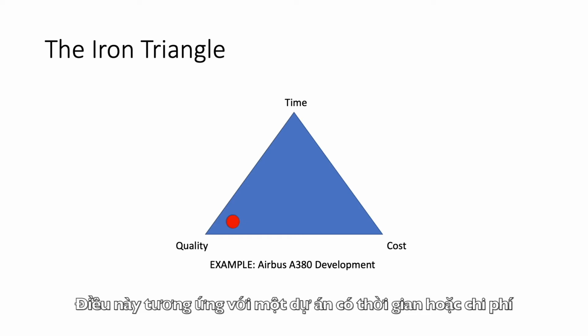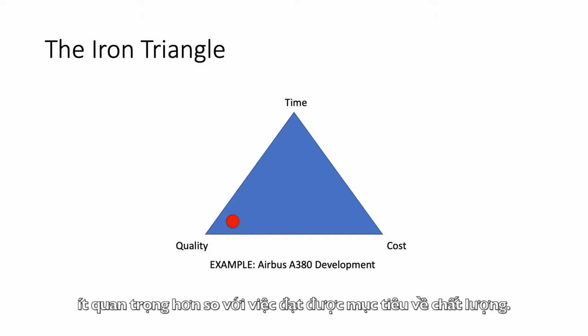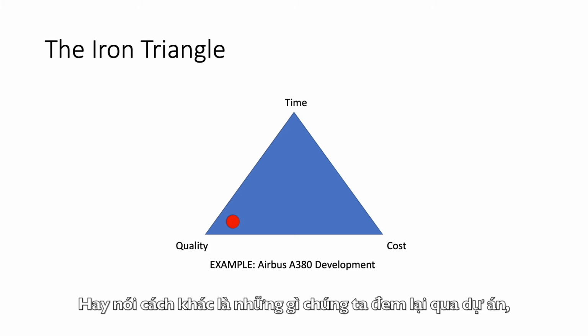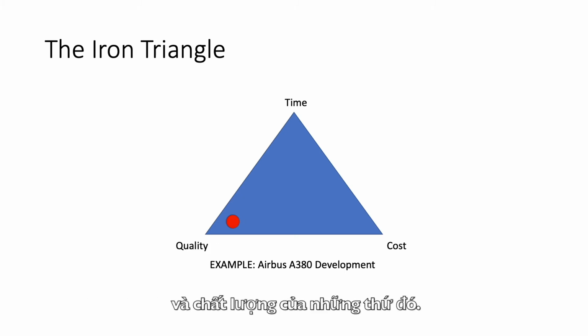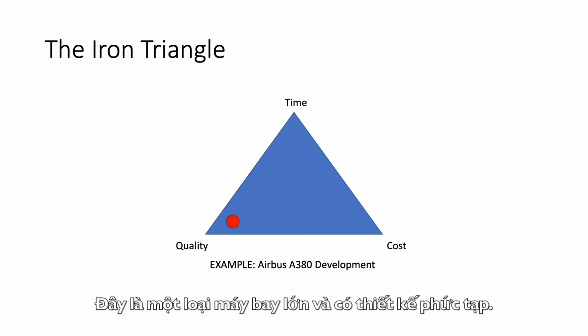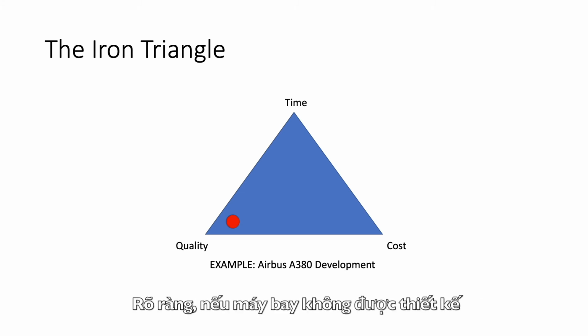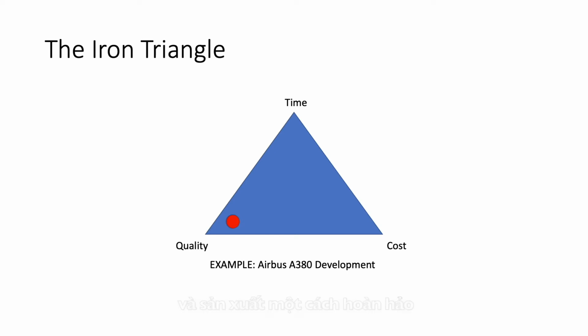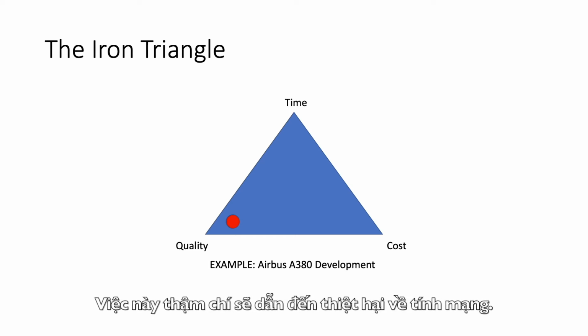We're representing here a project where time or cost are much less significant than meeting the quality objectives of the project. In other words, what we are going to deliver and the quality of that delivery. In this case, we're showing an example of the Airbus 380. Now, Airbus 380 is a very complex, very large aircraft, and clearly, if the aircraft is not designed and manufactured perfectly, then there could be significant compromise to quality, which could ultimately lead to serious loss of life.